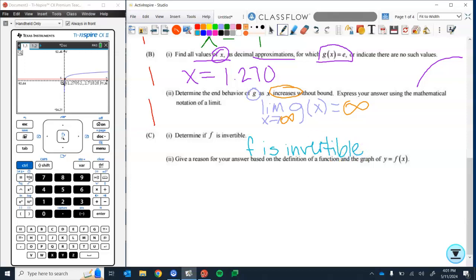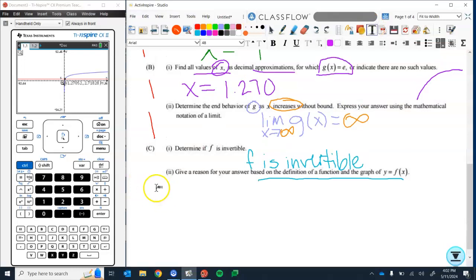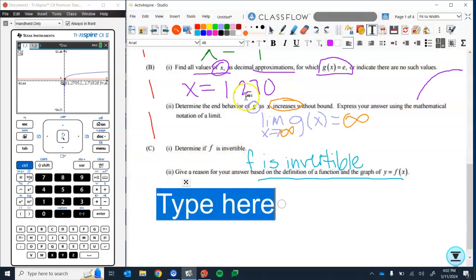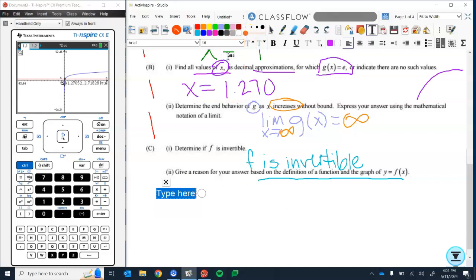All right. And then it says, give a reason for your answer based on the definition of a function and the graph. Okay, so because I have to write a lot here and it's going to look like a hot mess, I think I can use a text box. Let me type this for y'all. There we go. Oh my goodness, that's too big. So let's see. That'll be good.